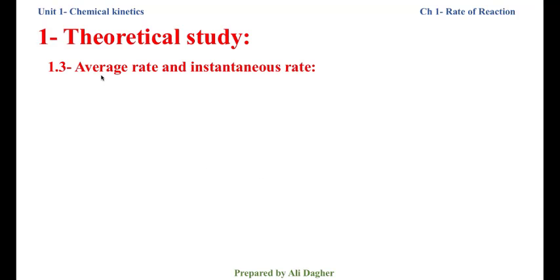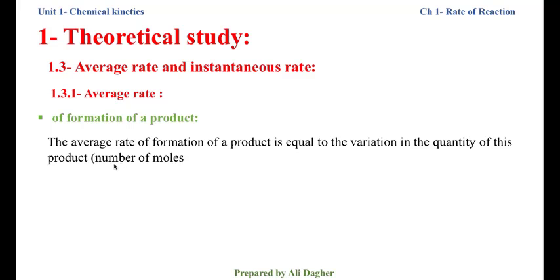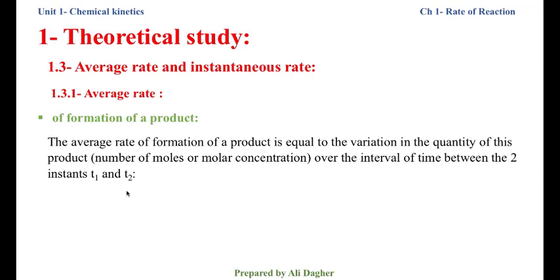Now, we have two types of rate: average rate and instantaneous rate. First, the average rate. We have two types of average rate: of formation of a product and of disappearance of a reactant. The average rate of formation of a product is equal to the variation in the quantity of this product. Quantity could be number of moles or molar concentration, over the interval of time between the two instants T1 and T2.